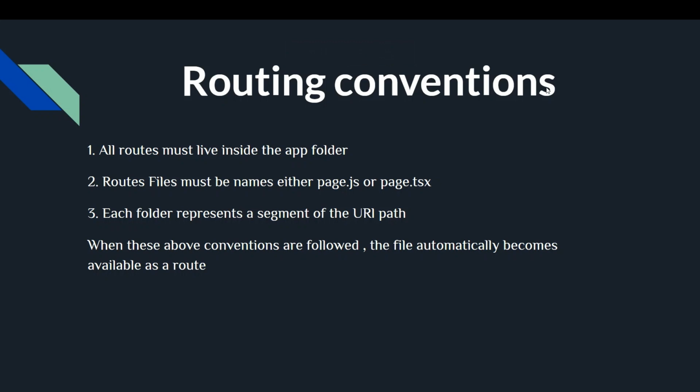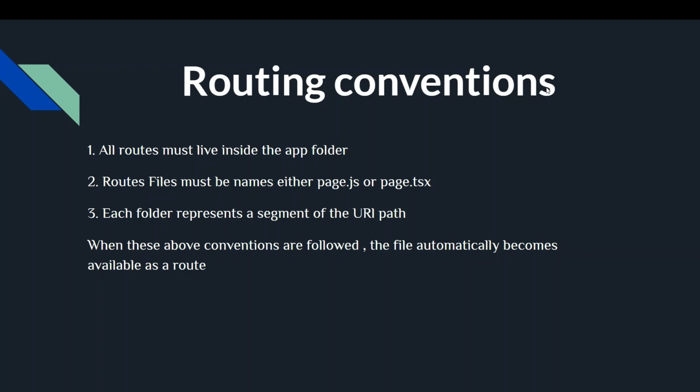Second point was route files must be named either page.js or page.tsx. If you are going with simple JavaScript, without TypeScript, you can use the convention page.js. But if you are using TypeScript in your Next.js application, then you have to use a page.tsx file. After that, the third point was each folder represents a segment of a URL path. Each folder should represent a segment of the URL path. If these conventions are followed, the file automatically becomes available as a route. So this is how file-based routing works in a Next.js application.